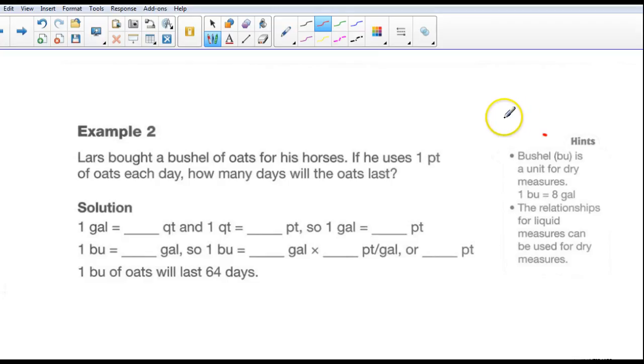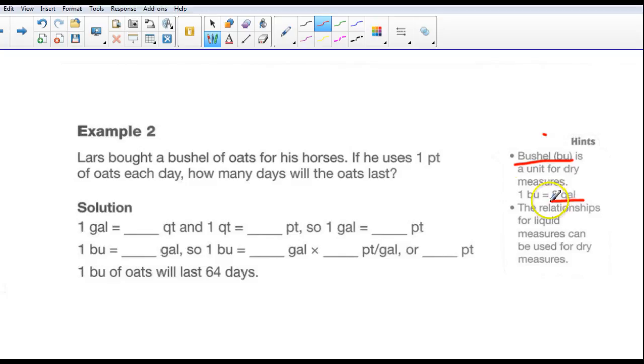Okay, so now we're going to be talking about another unit of capacity. It's called the bushel. Okay, and that's a farming term because that tells us how much grain, the capacity of grain, when it's sold. Okay, grain is sold by the bushel. Okay, so we just need to know how big a bushel is. Well, it says here 1 bushel is a unit for dry measure, and 1 bushel is equivalent to 8 gallons.